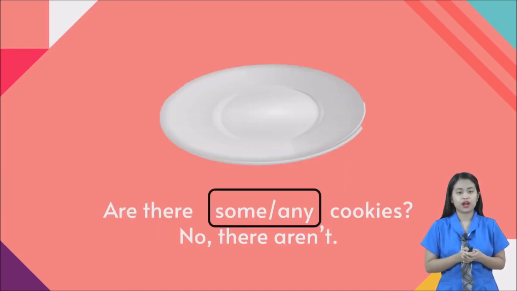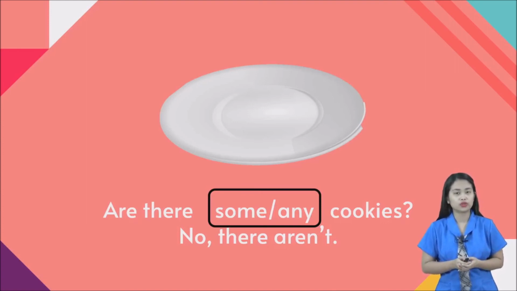Next, are there blank cookies? Some or any? As you can see, there are no cookies there. So are we going to use some or any? Okay, very good. It is any. As you remember, I said a while ago that when it is in negative form, we are going to use any. So no, there aren't.